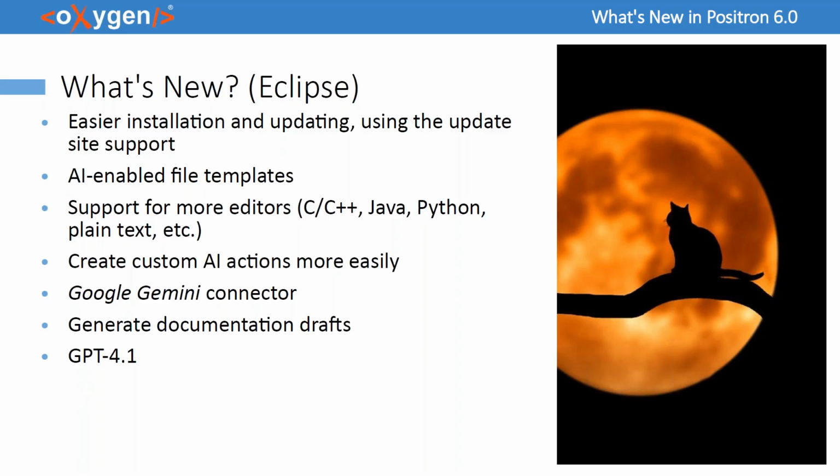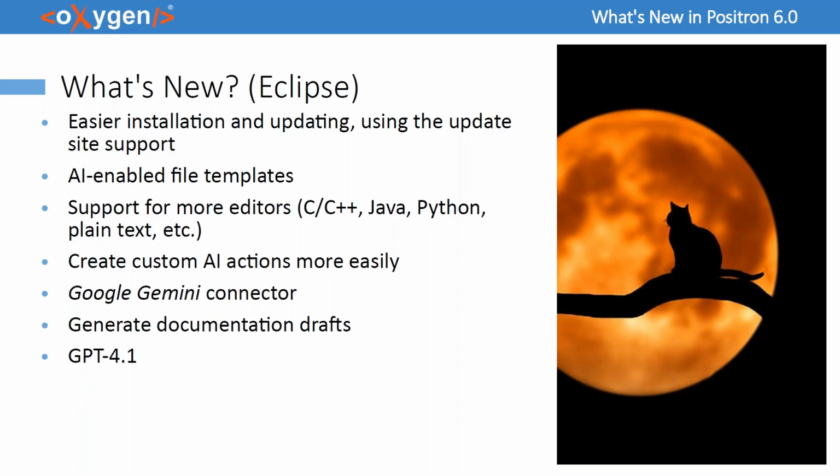You now have AI-enabled file templates. So when creating a new file, you select a template, and you can also provide some instructions to the AI, for example, to generate an initial content in that template. Positron in Eclipse now supports more editors like C, C++, Java, and Python, and even plain text editors.